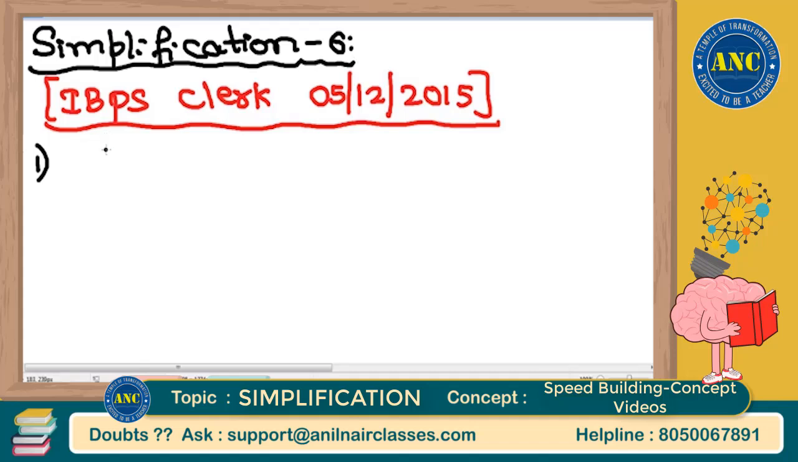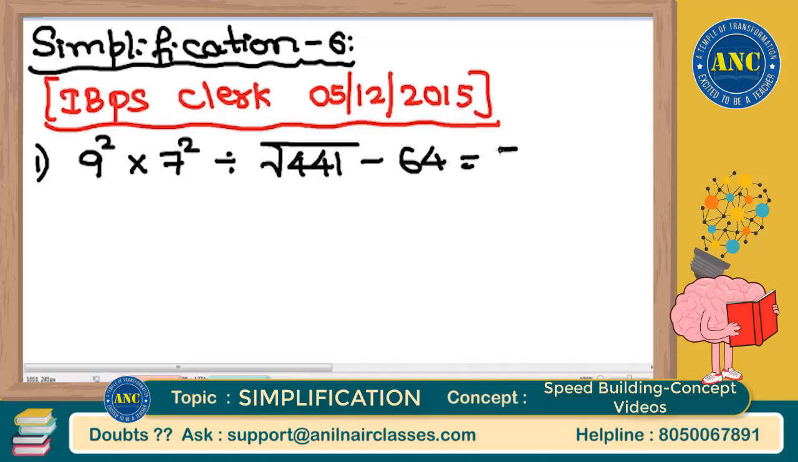Now listen carefully, sir. Your first question is 9 square into 7 square divided by square root of 441 minus 64 is equal to 5 power question mark. We are discussing a variety of question. In this, what we are discussing is what should come in the place of question mark. That means you need to find the exact value that should come in the place of question mark. That is what we are finding as of now.